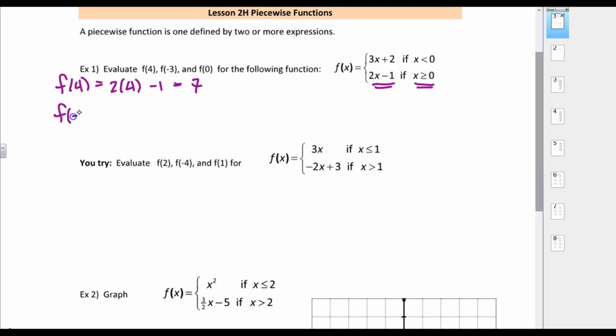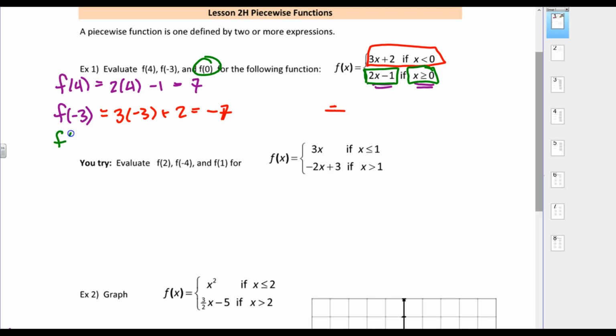Whereas if I want to find f of negative 3, that's behaving that way in this range here, so it would be 3 times negative 3 plus 2, or negative 7. Whereas if I'm looking at f of 0, this piece is strictly less than 0, whereas this piece is greater than or equal to 0. So we're going to behave as 2x minus 1 over that range. So f of 0 is equal to 2 times 0 minus 1, or just negative 1.